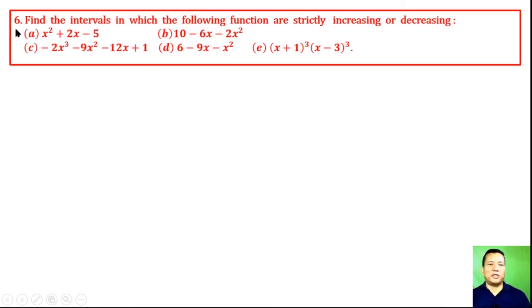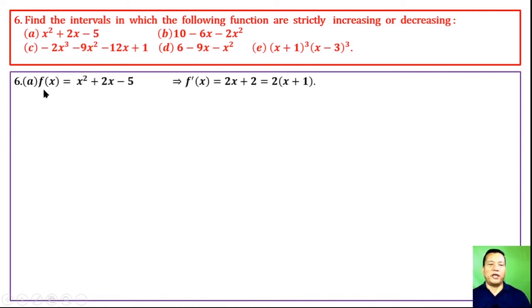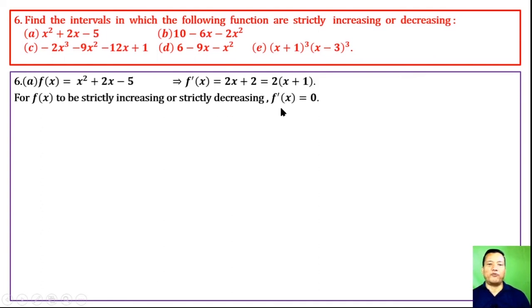For question number 6, find the intervals in which the following functions are strictly increasing or decreasing. For A, here f of x is x square plus twice x minus 5, whose derivative is this. Factorizing, we get this. For f of x to be strictly increasing or strictly decreasing, we have to put f dash x equal to 0. Solving x, we get x equal to minus 1.